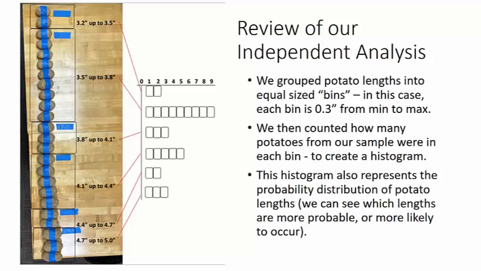But the histogram also represents what we call the probability distribution of potato length. So that's a statistical word that just means, how are these potatoes distributed over those different bins? And we can see which lengths are more probable or more likely to occur in our sample set because the histogram bars are bigger.